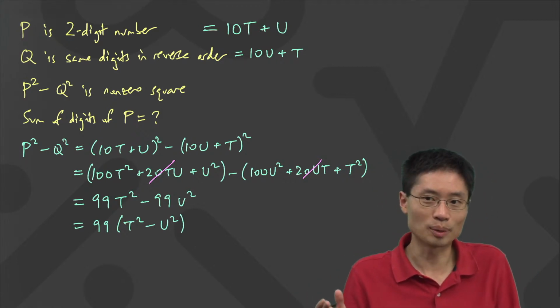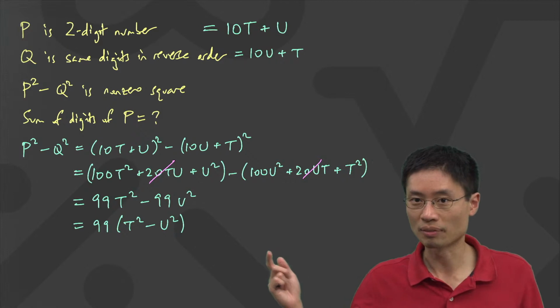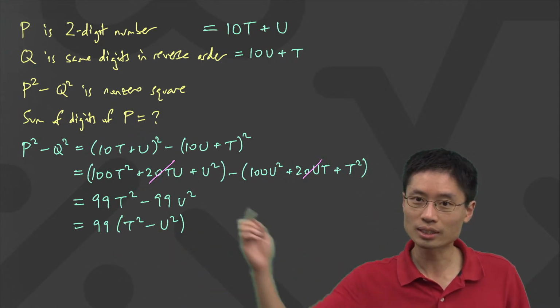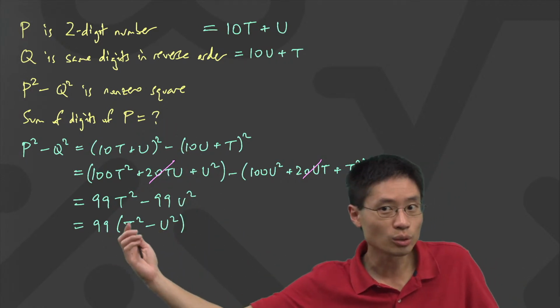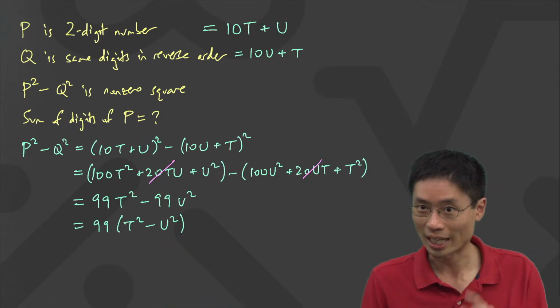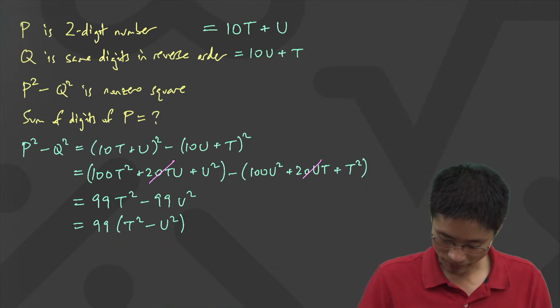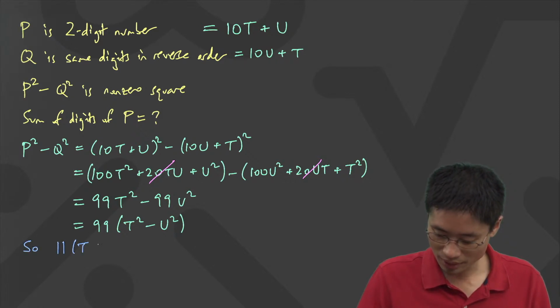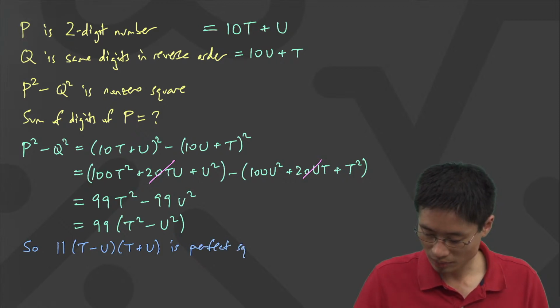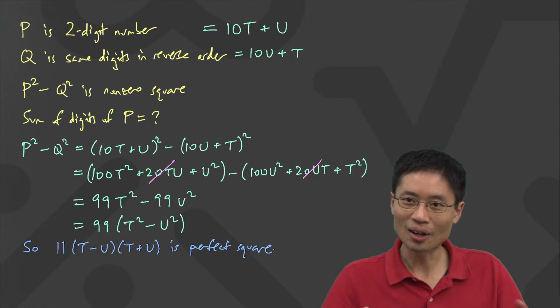Well, how could that possibly be a perfect square? 99 is 9 times 11. 9 is already a perfect square. I like that. What this tells me is that since I don't need to worry about the 9 anymore, that's the perfect square part, 11 times (t squared minus u squared) has to be a perfect square. So let's factor it: t squared minus u squared is (t minus u) times (t plus u). So 11 times (t minus u) times (t plus u) is a perfect square. How could that ever happen?